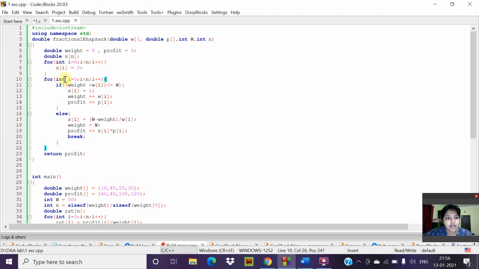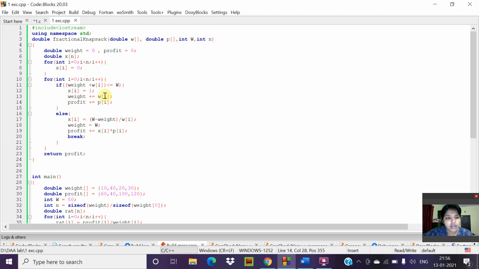Then using another for loop we are calculating the profit, with int i equal to 0, i less than n, i plus plus. Inside this for loop we are checking the if condition whether weight plus w of i is less than or equal to W, that is, the weight should always be less than the capacity, and we are setting x of i equal to 1, because we are taking the complete item.